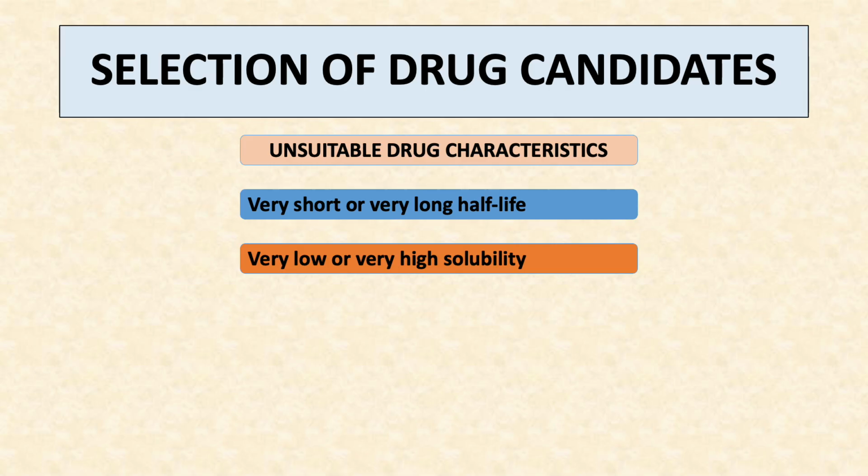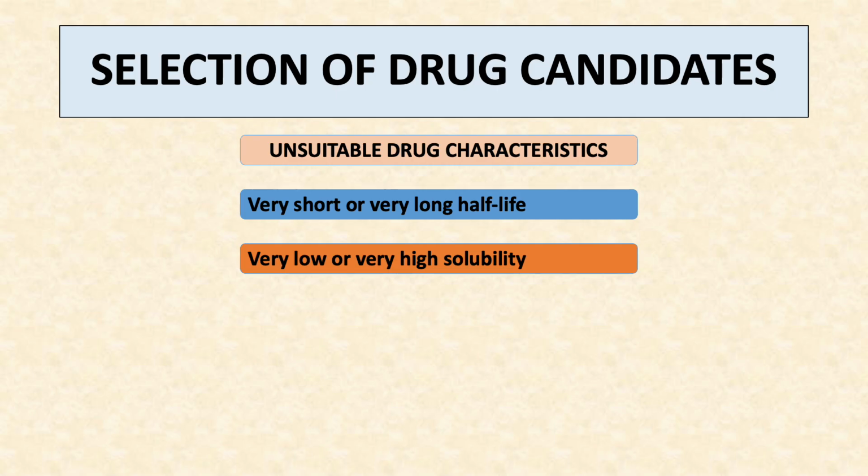Next, very low or very high solubility. Very low solubility means dissolution rate limits absorption, so release may be incomplete. And very high solubility means the drug dissolves too quickly.